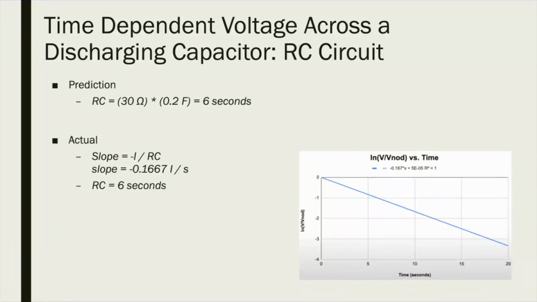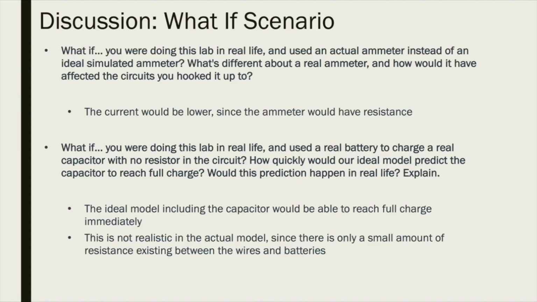Next, we see the time-dependent voltage across a discharging capacitor in the RC circuit. Our predicted value, which was calculated to be 6 seconds, actually matched the actual value calculated of 6 seconds. As you see here in the graph, we have the natural log of V over V naught versus time graph, which displays a nice linear graph of our predicted value.